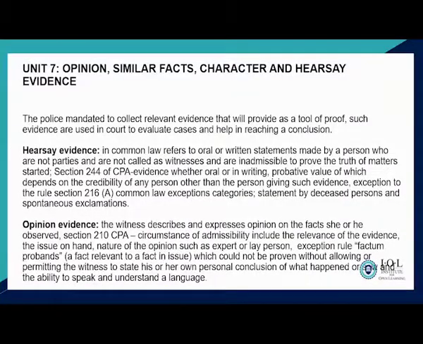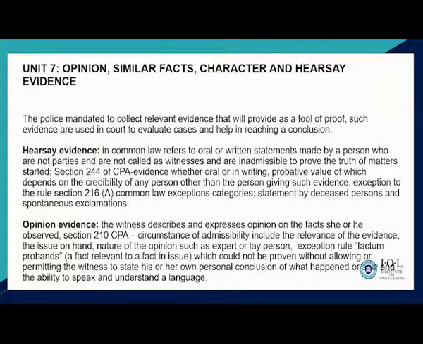Unit 7. Opinion, similar facts, character, and hearsay evidence. The police are mandated to collect relevant evidence that will serve as a tool of proof. Such evidence is used in court to evaluate cases and help in reaching a conclusion. Hearsay evidence in common law refers to oral or written statements made by a person who is not a party and is not called as a witness, and is inadmissible to prove the truth of matters stated.